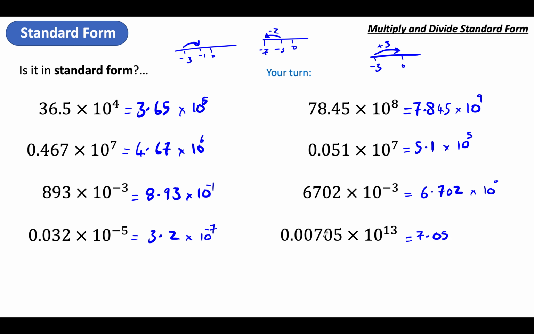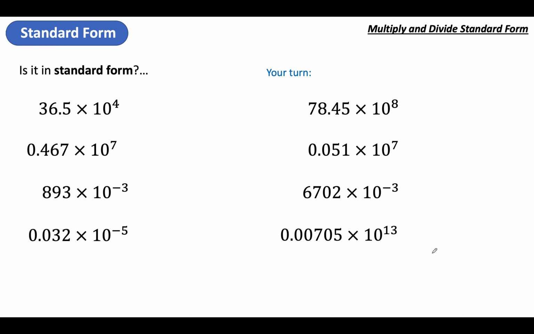So 7.05, my number has got 3 places bigger to become 7.05, so my power gets 3 smaller. It does the opposite, 10 to the power of 10. There we go. Okay. Right, that's how you adjust standard form. Now that's really important for what we're about to do. Always check that they're in standard form, because now we're going to do some multiplying and dividing.